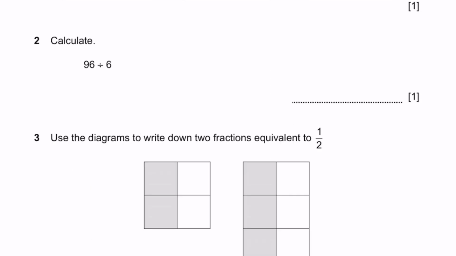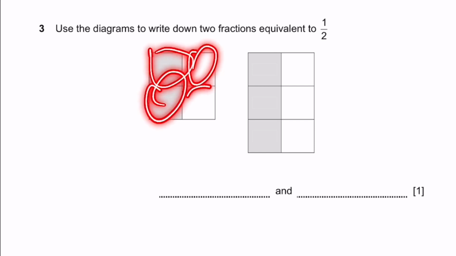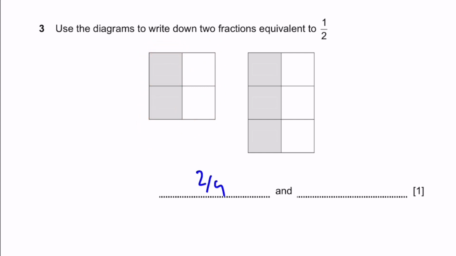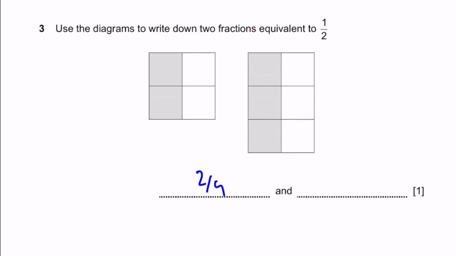Number 2, calculate 96 divided by 6. That's equal to 16. Number 3, use the diagrams to write down two fractions equivalent to 1 by 2. We can see out of 4 squares in the first diagram, 2 are shaded. That means 2 by 4, so that fraction is one of them. And on the second one, out of 6 squares, only 3 are shaded. That's 3 by 6. That's the answer.